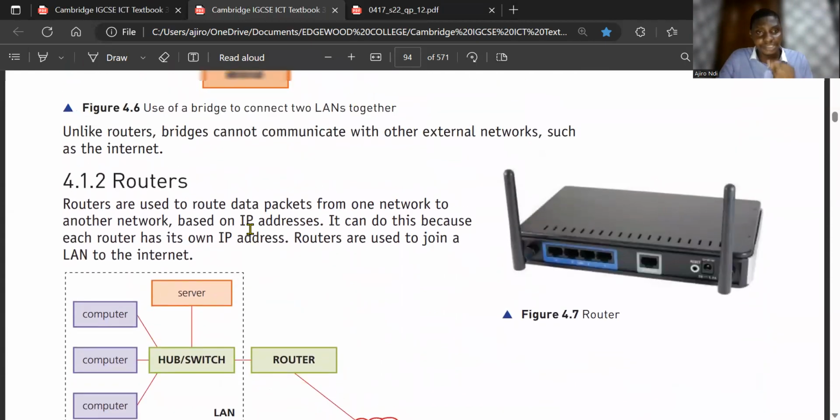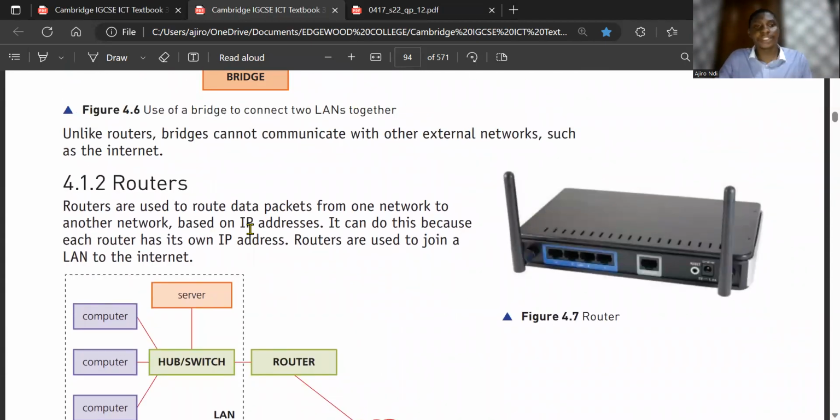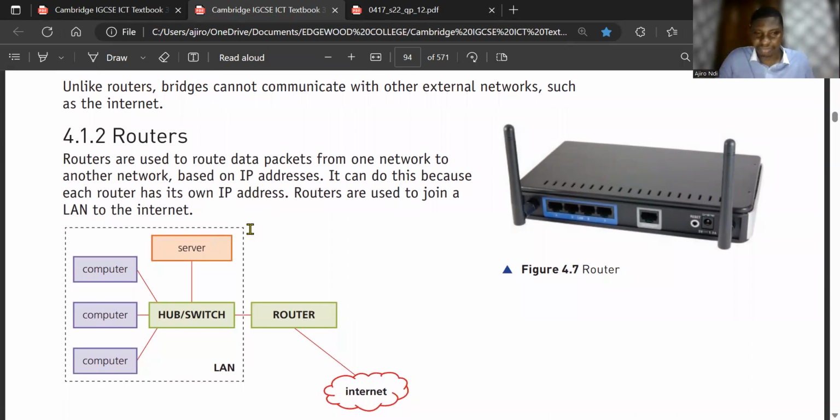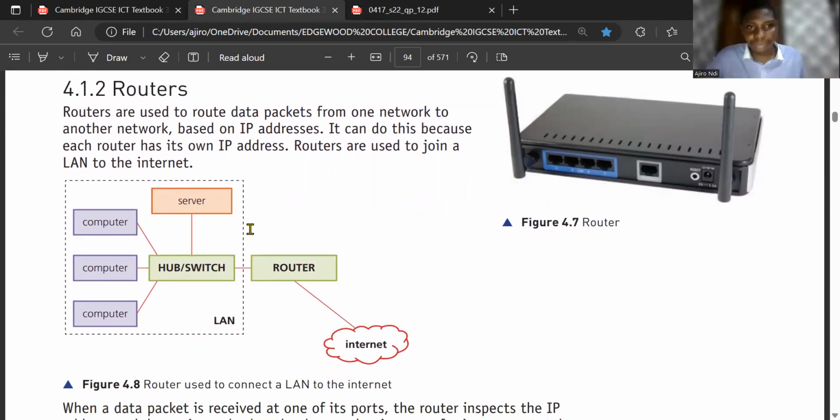Now, what happens is this. The router is used to route data packets from one network to another network based on the IP address. So routers are used to join a LAN to the internet. That's simple. This is exam time, so I'm not explaining too many things. Explain what you know right and get your full marks. Yes, we know that it is based on the IP address, but the function of the router is to join a LAN to the internet.